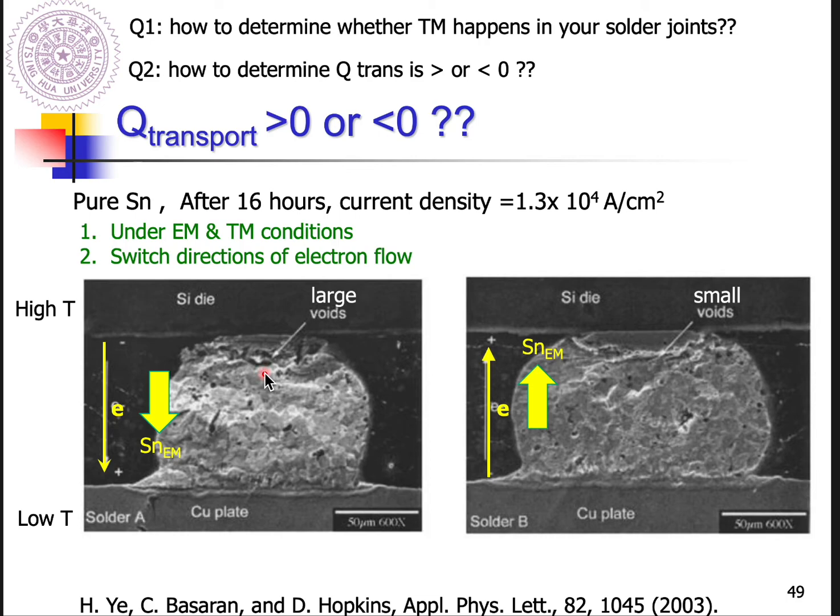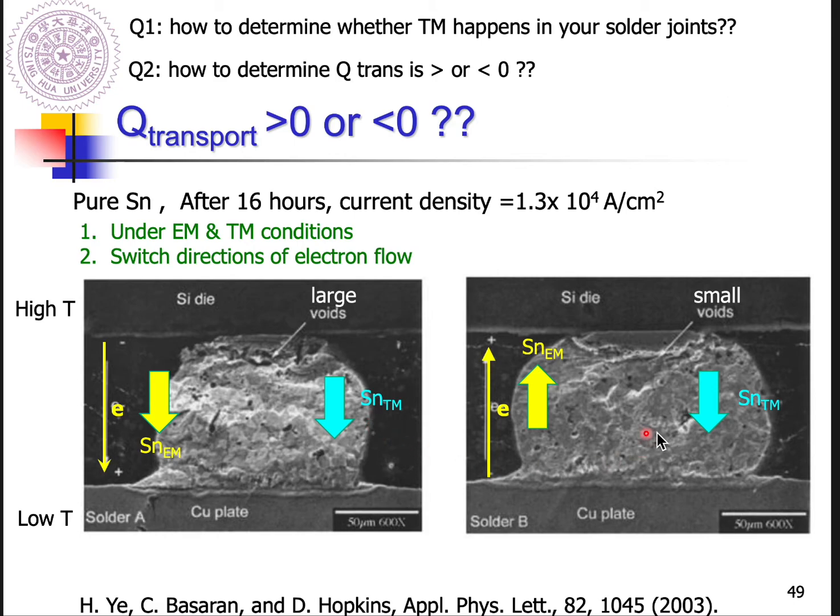So I can propose the direction of thermal migration here. Because the atomic flux is toward the bottom, and this void is larger, right? So I can propose the atomic flux driven by thermal migration is toward the bottom. Because at the bottom you get the larger void, and in the other case these two atomic fluxes have a chance to counterbalance each other, resulting in a smaller void.